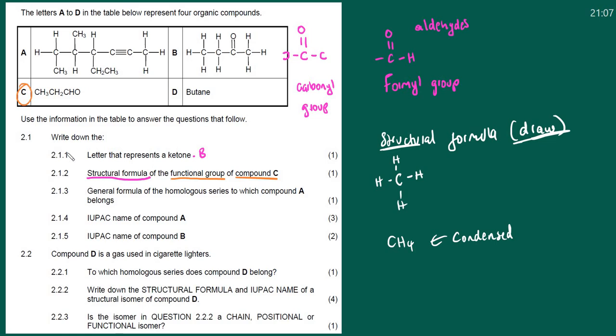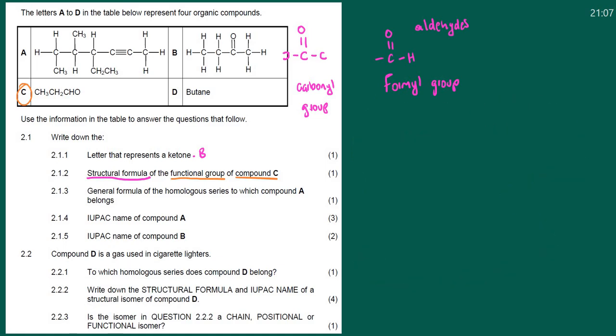C is here. Which homologous series does C belong to? Anyone who can tell us which homologous series C belongs to? Yes, so I always say this, right? Especially when you're given a condensed structural formula, just check out for the following type of words. If you have things like COOH on the condensed structural formula, then you must know that you are referring to a carboxylic acid.